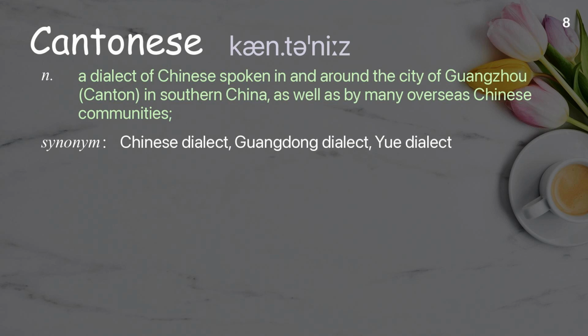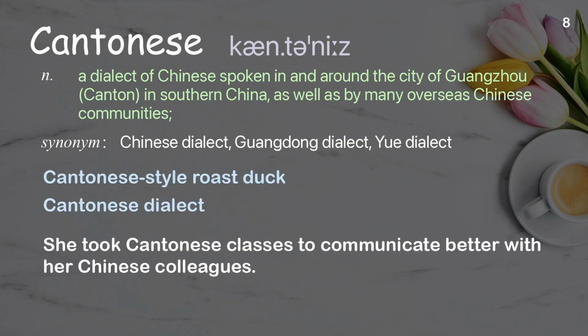Cantonese. A dialect of Chinese spoken in and around the city of Guangzhou, Canton, in southern China, as well as by many overseas Chinese communities. Examples: Cantonese-style roast duck. Cantonese dialect. She took Cantonese classes to communicate better with her Chinese colleagues.